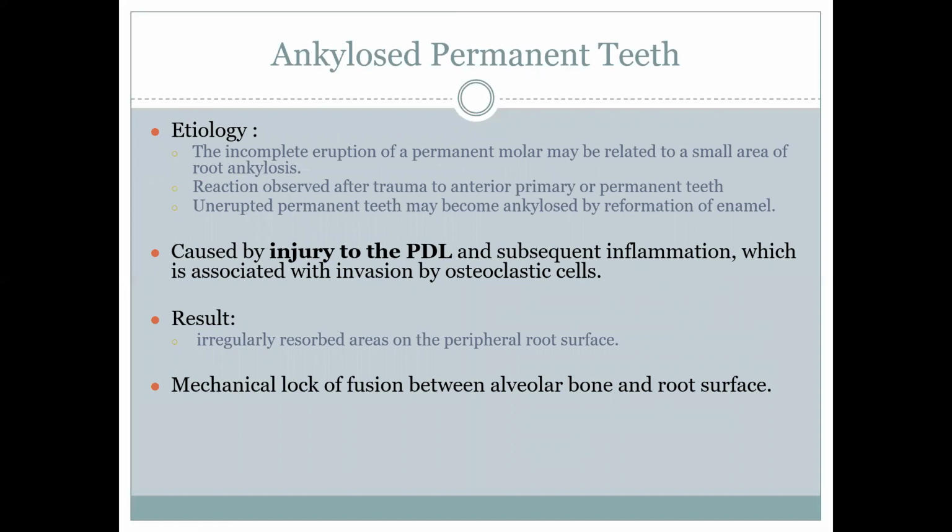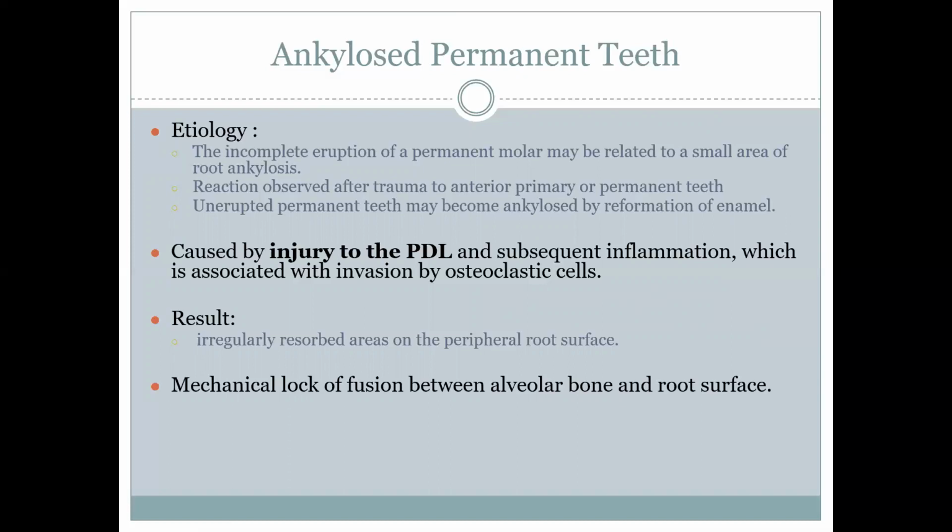The etiology includes incomplete eruption of a permanent molar, which may be related to a small area of root ankylosis. Reaction observed after trauma to anterior primary or permanent teeth will cause permanent teeth to be ankylosed, and unerupted permanent teeth may become ankylosed by reformation of the enamel.